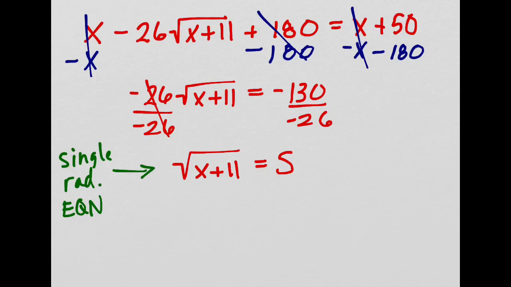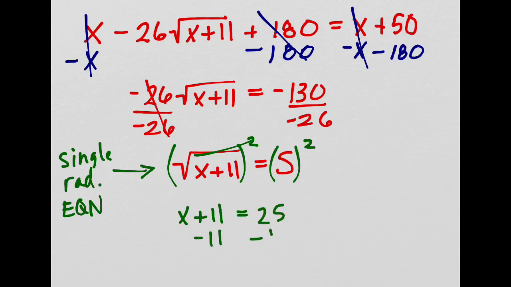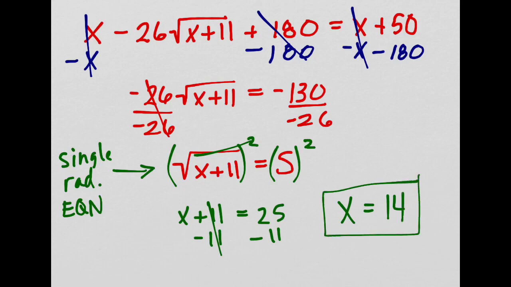Now that it's by itself, we just square both sides. Squaring kills the square root. We've got x plus 11 equals the 25. When I subtract the 11, I get that my x value is equal to 14. And that's the answer that solves this radical equation. Okay? So we just had to square both sides and then isolate the one remaining radical. The one remaining radical that we had was right here.